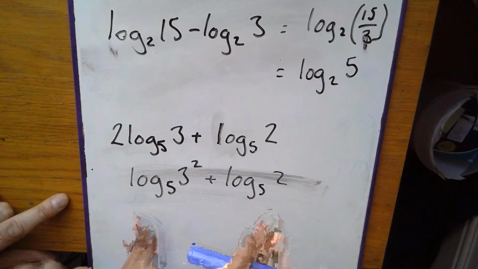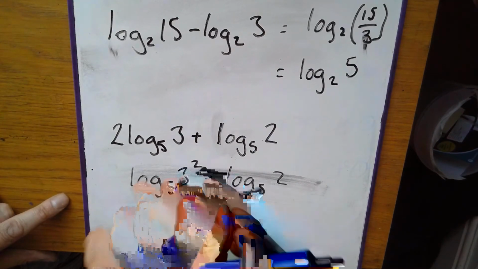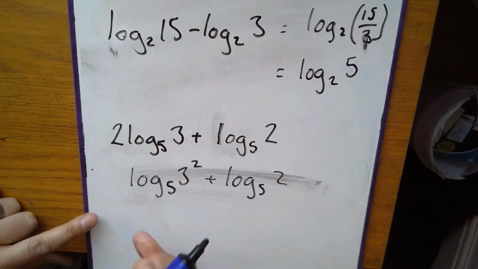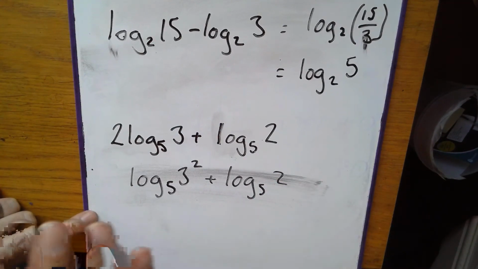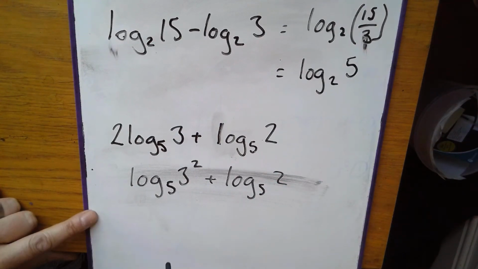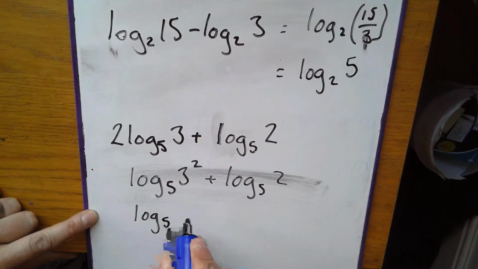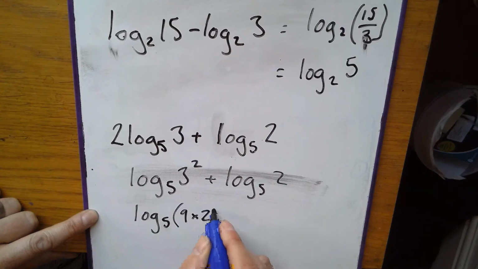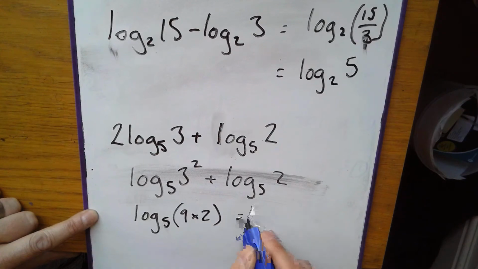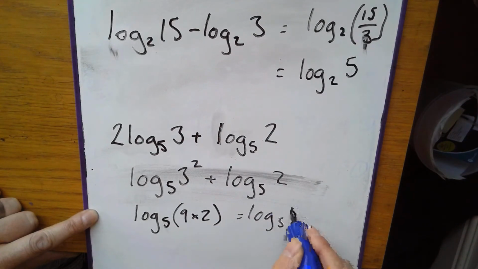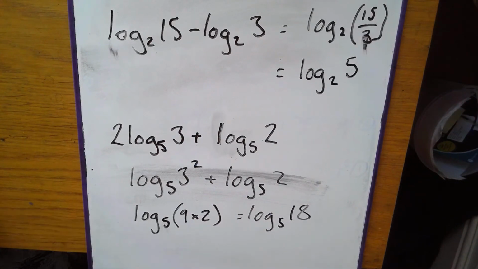So now I have log base 5 of something plus log base 5 of something, and I'm into the form where I can use my first rule of logs. So I end up with log base 5, that's 9, isn't it, of 9 multiplied by 2. So that becomes log base 5 of 18. Okay.